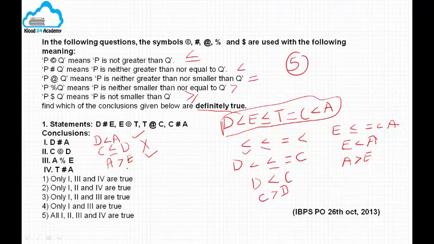And last they have asked T hashtag A, that means T less than A. So between T and A we are given equals to and less than. Rule of ranking, pure symbol: T less than A, yes. So first, third and fourth are correct. First, third and fourth are true. So the answer is 1.